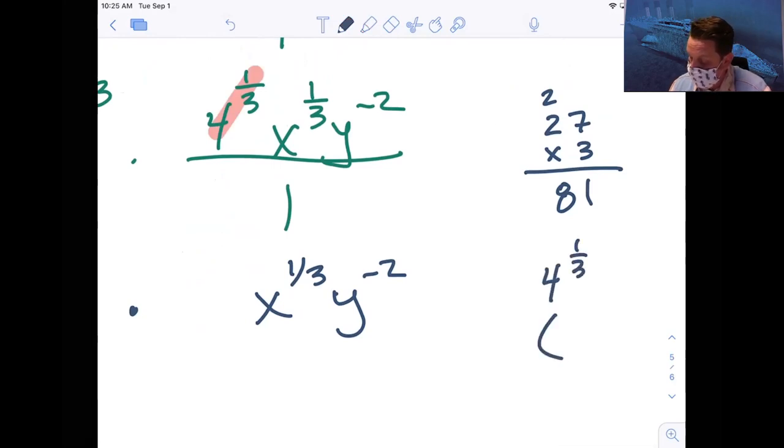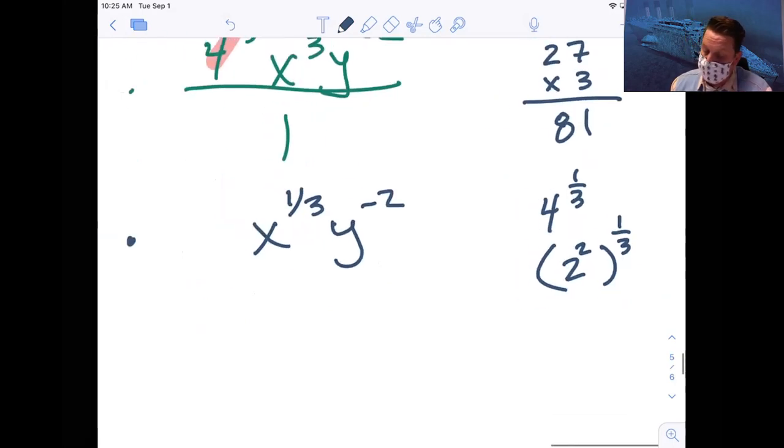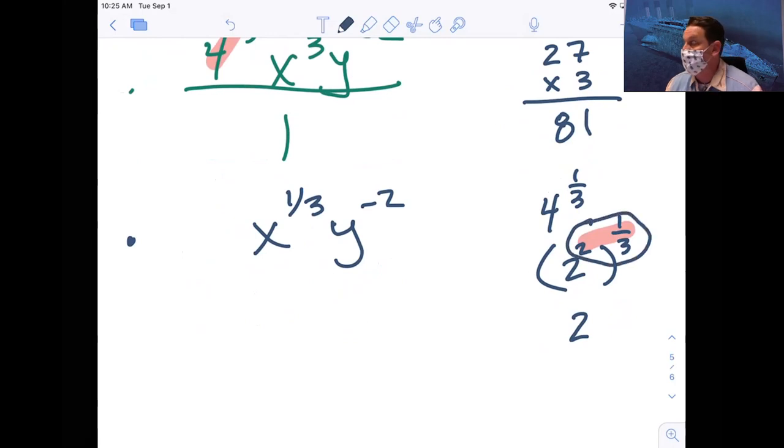4 to the 1/3 off to the side is the same as blob to the 1/3, right? But in place of 4, I'm going to put 2 squared. Is that legal? Yeah, because 2 squared is 4. And now what does that become? That becomes 2 to the what power? When we raise a power to a power, we multiply. So what's 2 times 1/3? Yeah, 2/3. It's 2/1 times 1/3. We multiply straight across, right? So it's 2 to the 2/3.